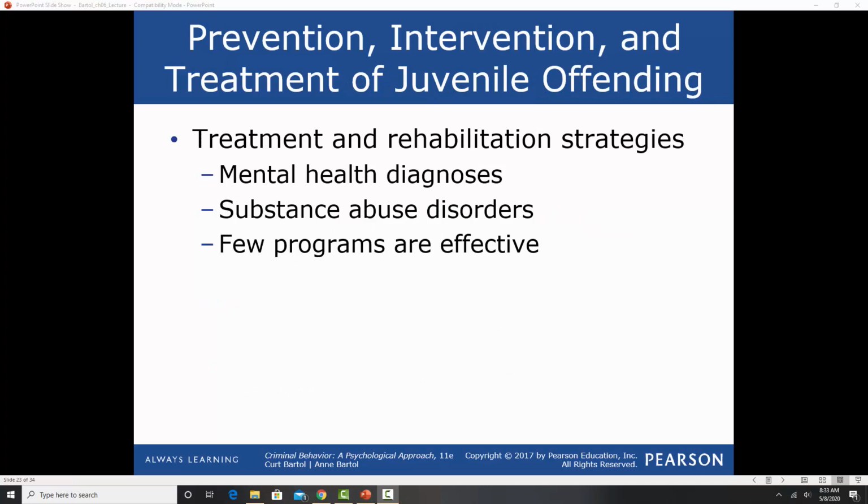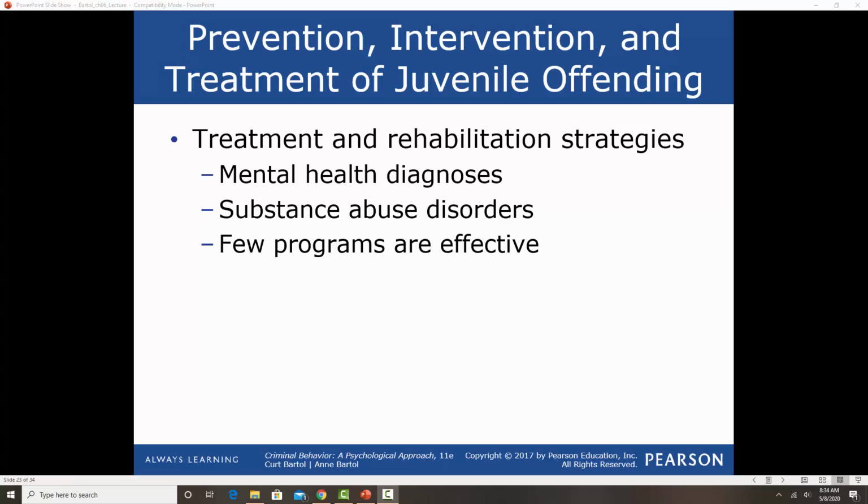All right. When it comes to treatment and rehabilitation strategies for juveniles, remember the juvenile justice system is designed to be a rehabilitative system. So it can include mental health issues, substance abuse issues. The problem is few programs are effective, and the most effective programs are really addressing all aspects of the juvenile. They're very expensive and they need to be long term. Over 2 million young people come into contact with the juvenile justice system. And of course, the goal is to rehabilitate when possible.